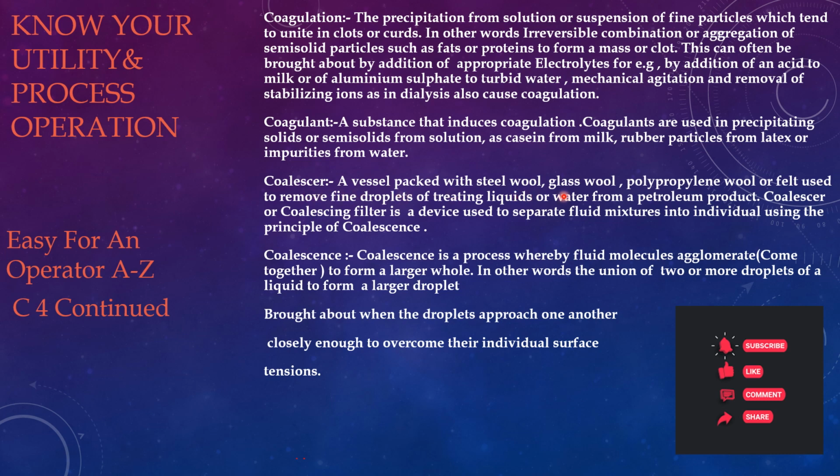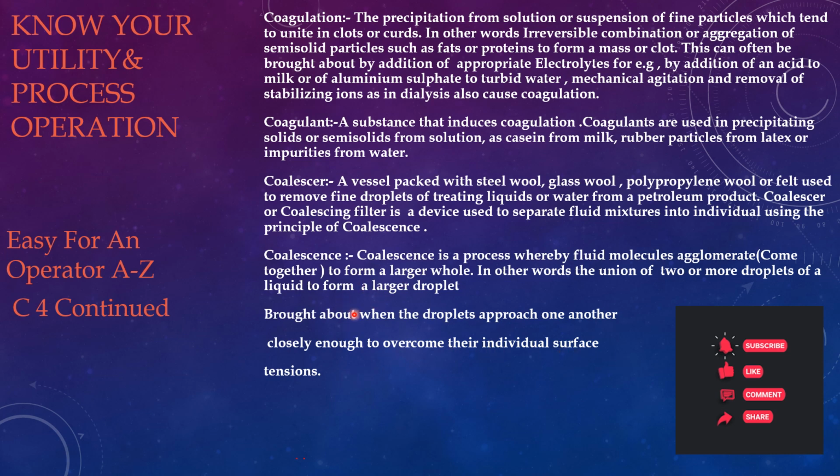A coalescer is a vessel packed with steel wool, glass wool, polypropylene wool or felt, used to remove fine droplets of water from treating liquids or petroleum products. A coalescer, or coalescing filter, is a device used to separate fluid mixtures into individual components using the principles of coalescence. Coalescence is a process whereby fluid molecules agglomerate, that is, come together to form a larger whole. In other words, it is the union of two or more droplets of a liquid to form a larger droplet, brought about when the droplets approach one another closely enough to overcome their individual surface tensions.